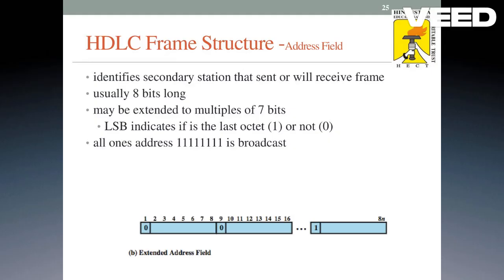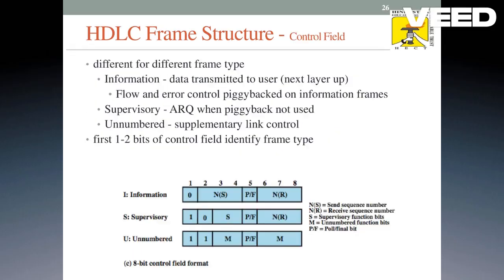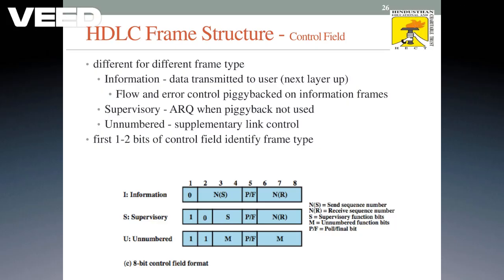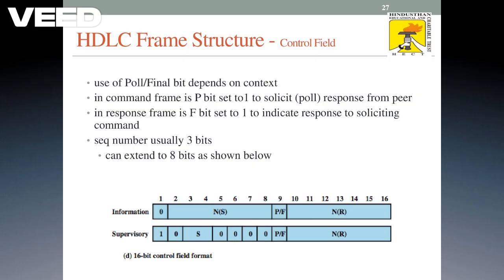The address field identifies the secondary station that will send or receive the frame, usually 8 bits long. It may be extended in multiples of 7 bits. There are several frame types. NS means the send sequence number of the data sender, and NR means the receive sequence number of the data receiver. This is the frame structure for HDLC.